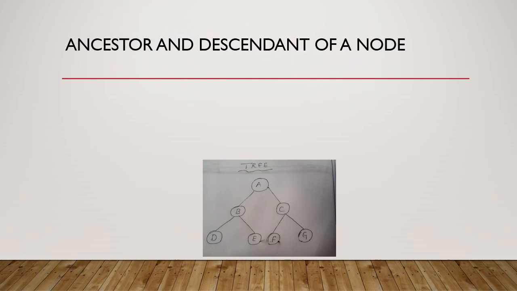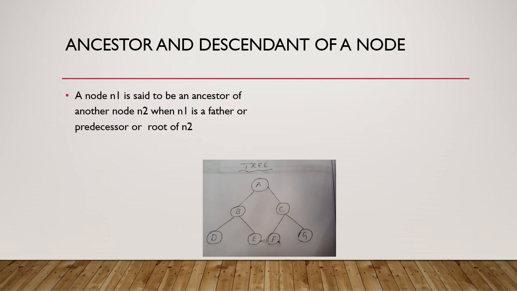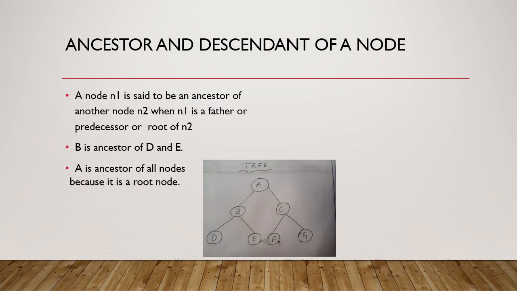Next one is ancestor and descendant of a node. If a node N1 is said to be an ancestor of another node N2, then N1 is the father, predecessor or root of N2. That means if we say A is the ancestor, it should be the father or a predecessor or a root of the other node. In this particular example, we can say A is the ancestor because A is the father of B and C. We can say B is also an ancestor, where D and E are from B. C is the ancestor of F and G, whereas A is the ancestor of all nodes because A is the root node. Correct?